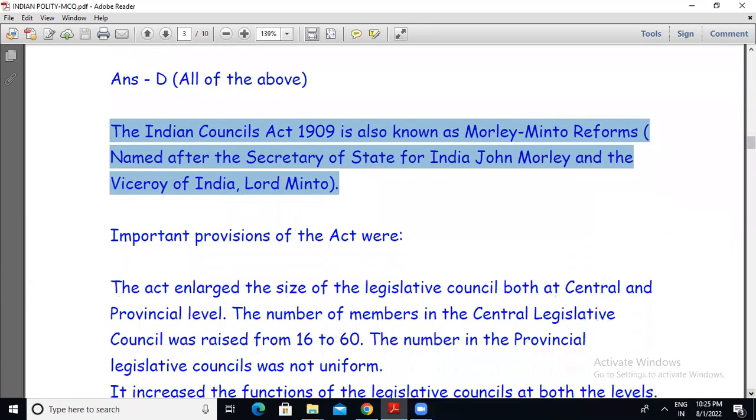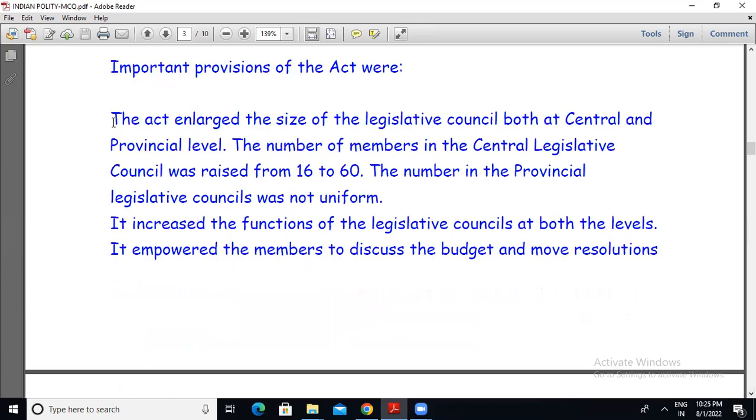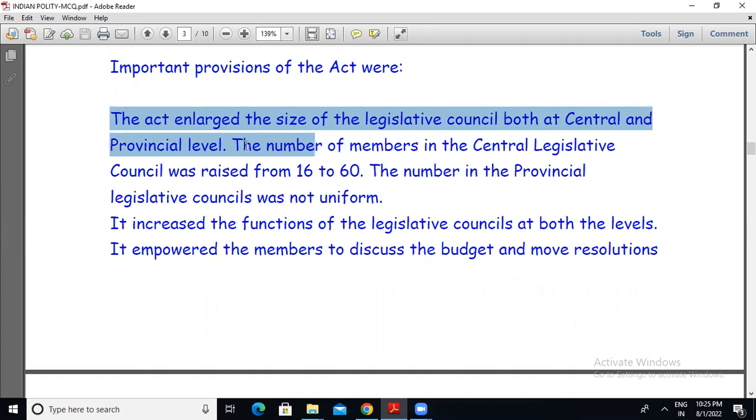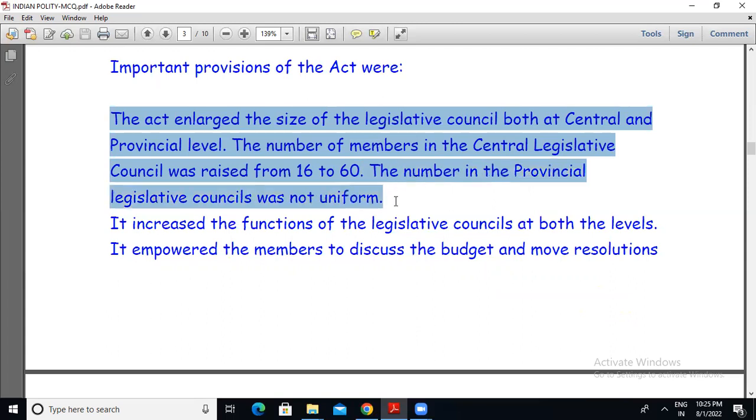Now, what were the important provisions? First, the act enlarged the size of the legislative councils, both at central and provincial level. The number of members in the central legislative council was raised from 16 to 60. The number in the provincial legislative councils was not uniform. So the central legislative council had 60 members, while the provincial legislative councils were not uniform.